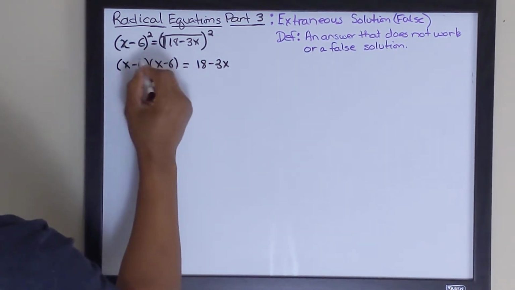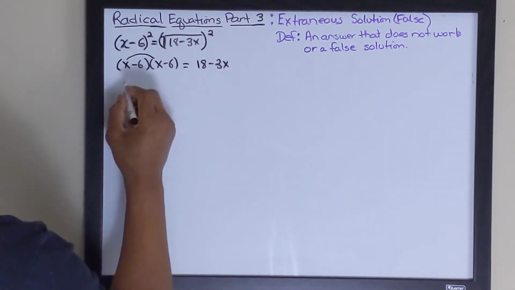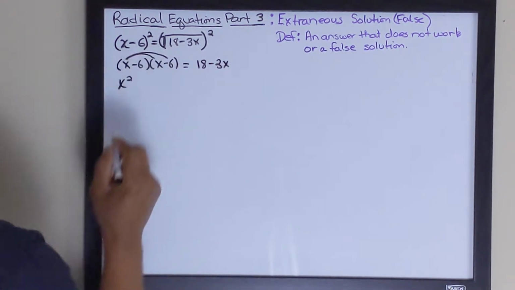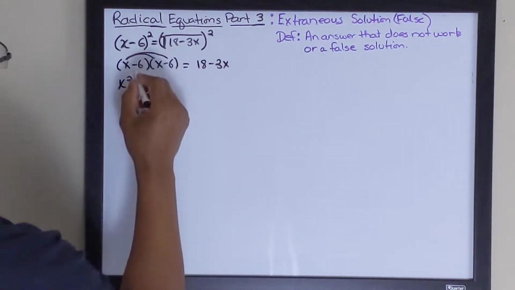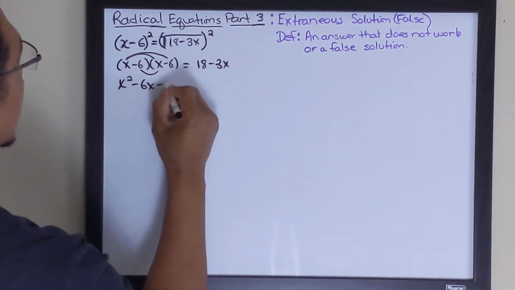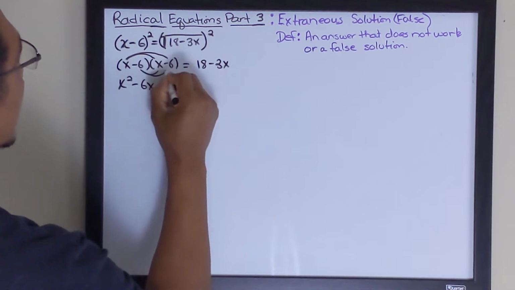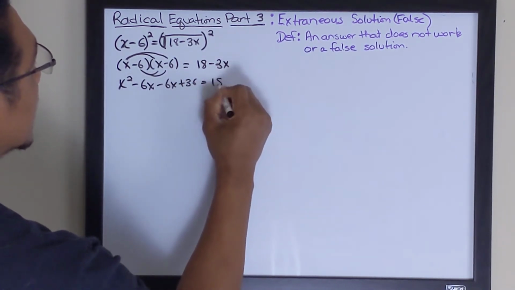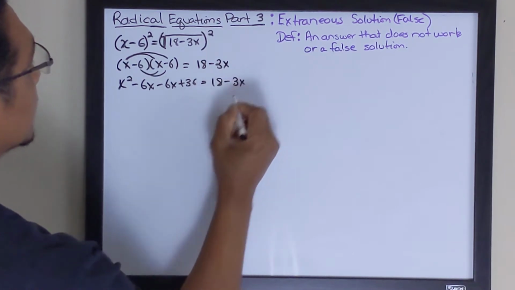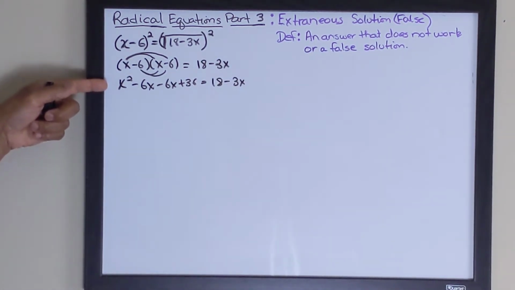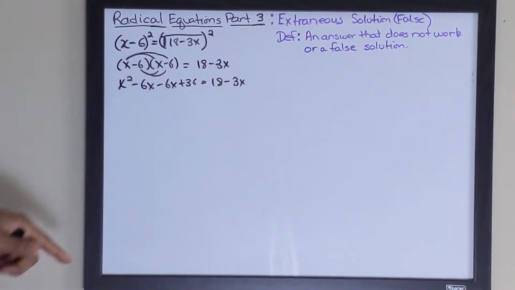So we're going to multiply these. We're going to get an x squared, and we're using FOIL. For those who don't know, that's another video. And this would be minus 6x, another minus 6x, and plus 36 equals 18 minus 3x. So we've done FOIL on the left side of the equation. We're given this polynomial, and what we're going to do now is combine the like terms.